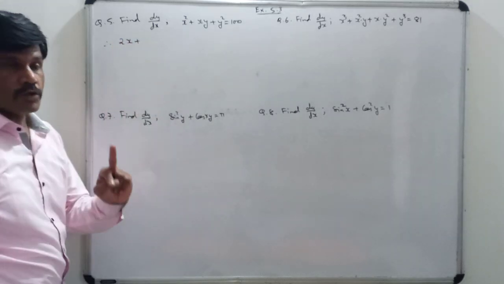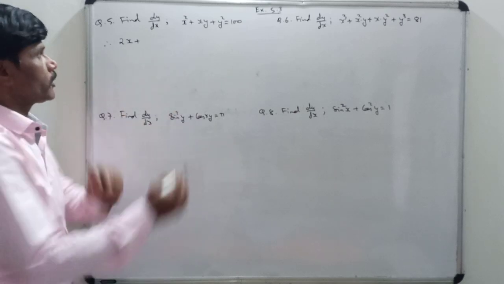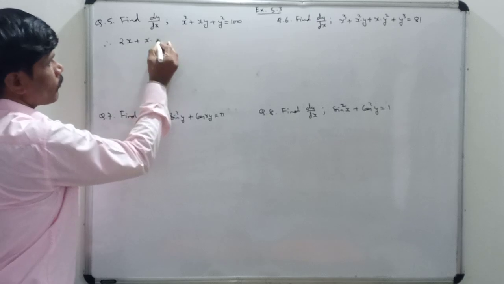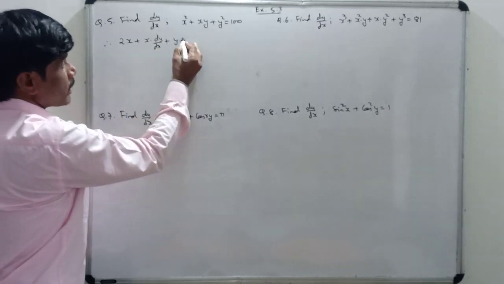So, what is derivative of product of two function? First function as it is, derivative of the second function plus second function as it is, derivative of the first function. So, x as it is, derivative of y with respect to x dy by dx plus y as it is, derivative of x with respect to x is 1.